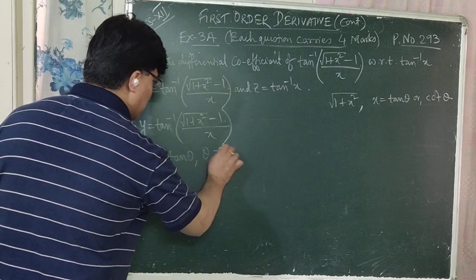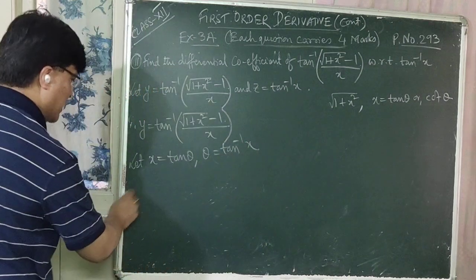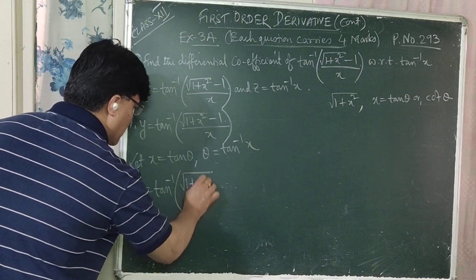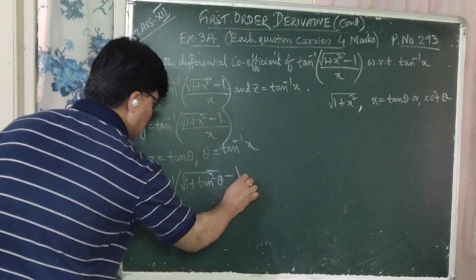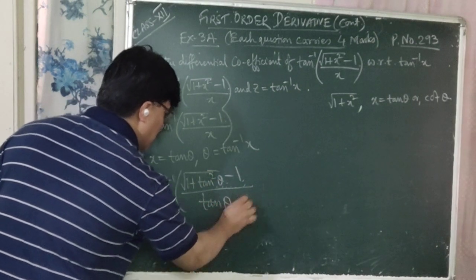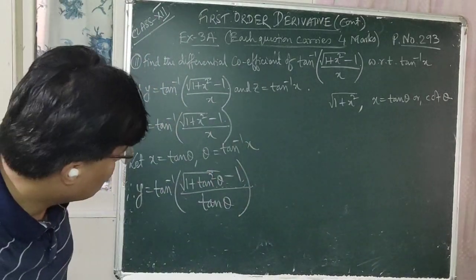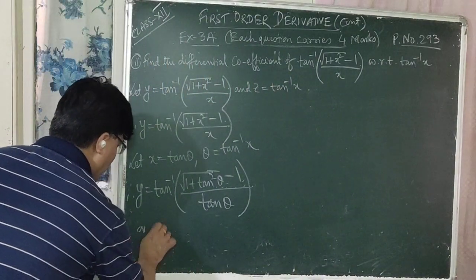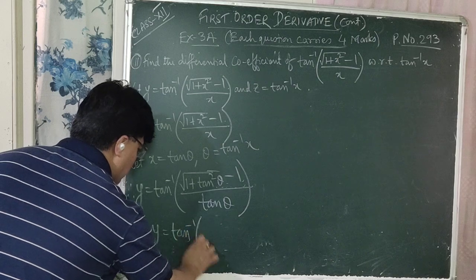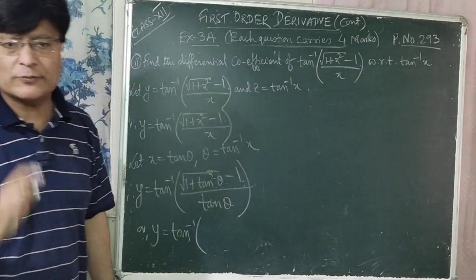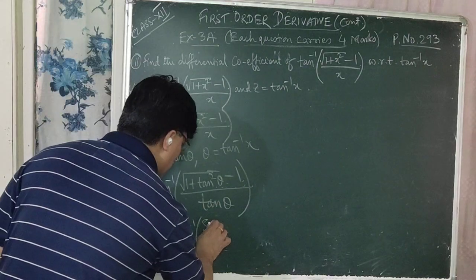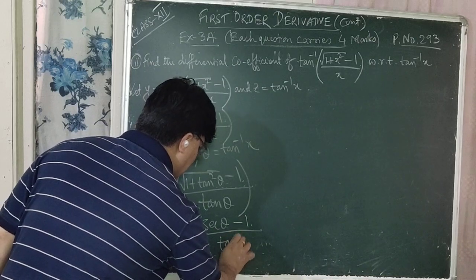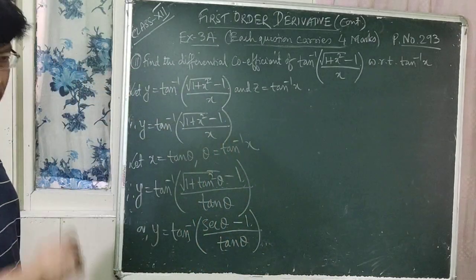So get the value for theta here. What is the value for theta in this case? It is tan inverse x, right? So therefore y is equal to tan inverse within bracket root over 1 plus tan square theta minus 1 divided by, what is x? It is tan theta, right? So let us simplify it now. y is equal to tan inverse. So within bracket, what is root over 1 plus tan square theta? You know its formula from class 10. That is root over sec square theta, and what is root over sec square theta? It is sec theta. Then minus 1 divided by tan theta, right? So this is the simplified expression.